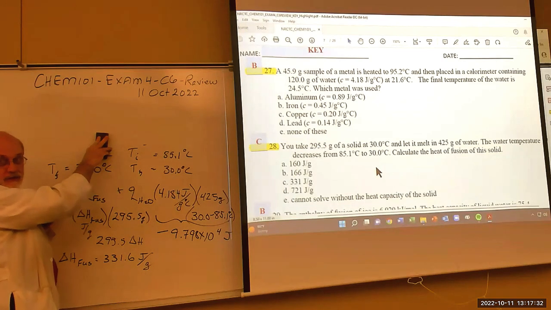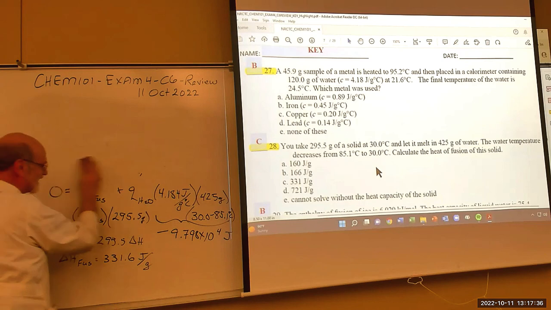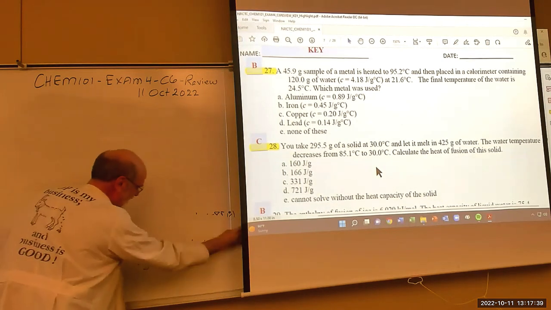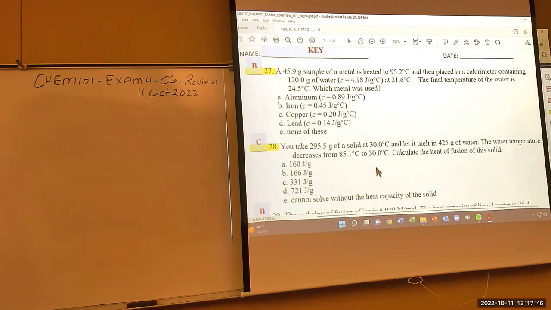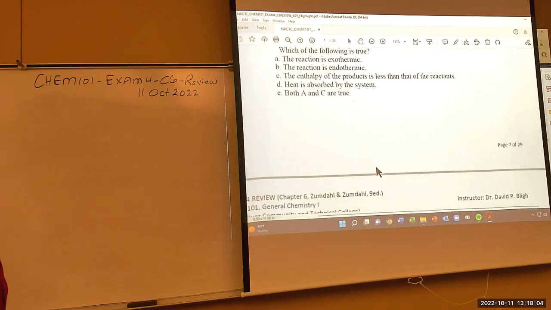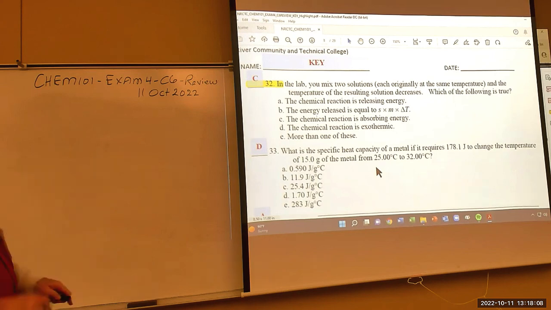Real question is, so it goes back to the problem solving technique. What's the question? What's the question? Devise a strategy. Do you have all the information you need? Work the problem. 28, let's see. Or is that the one we were doing? That's the one we were doing.